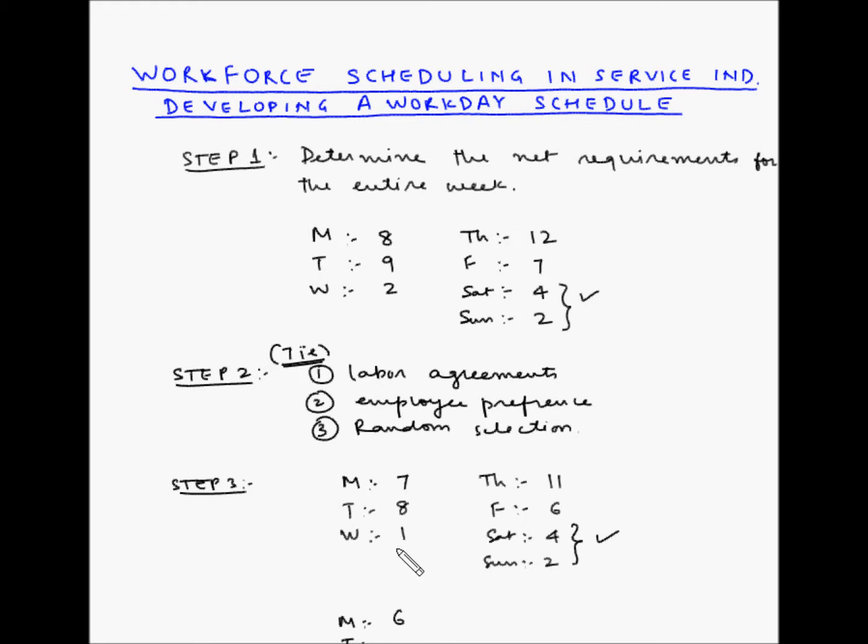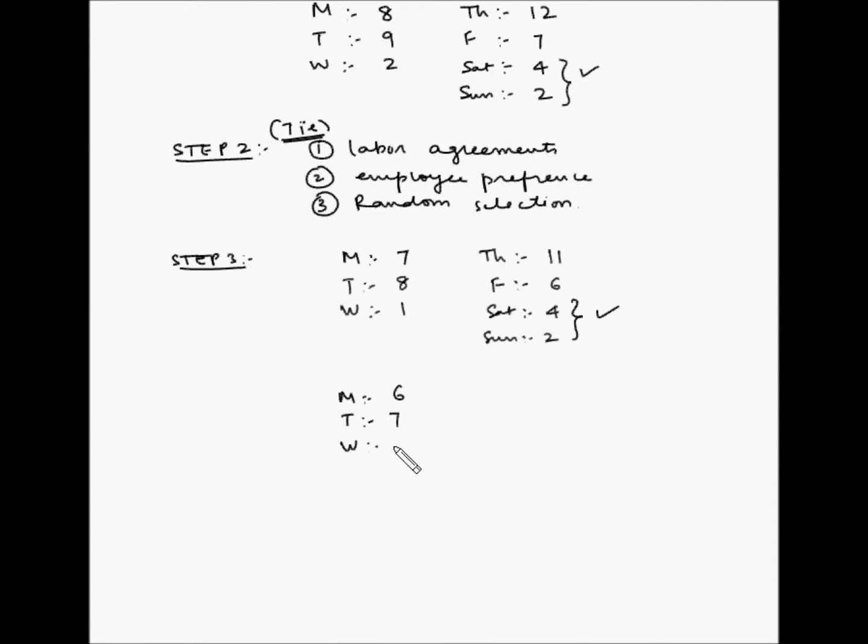For Tuesday, 8 minus 1, which is 7. Wednesday, 1 minus 1, which is 0. Thursday, 11 minus 1, 10. Friday, 6 minus 1, 5. And Saturday and Sunday will remain the same because the second employee will not be available on Saturday and Sunday. Now we can continue the same steps for all the other employees, which will help us in arriving at the days when each of the employees should be taking days off.